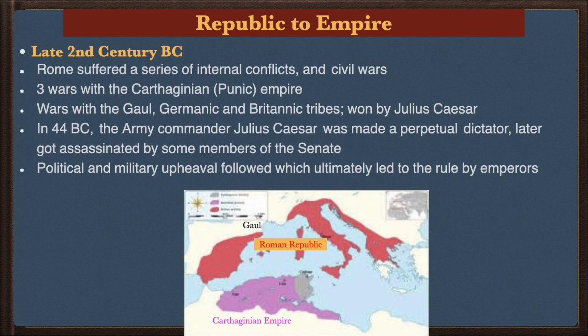Republic to Empire. Troubles started brewing in the Roman Republic from the late 2nd century BC. The Senate often used to delay decisions on the matters of importance. The consuls had little trust on the Senate. Food shortage, disease, and internal conflicts became a regular affair.